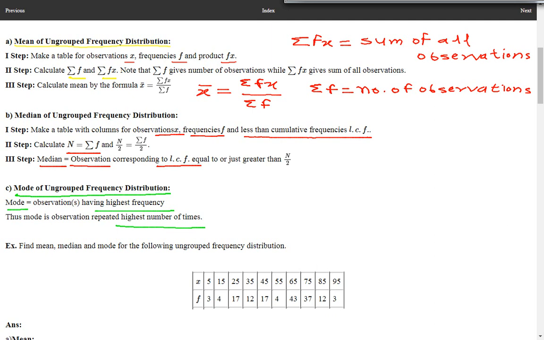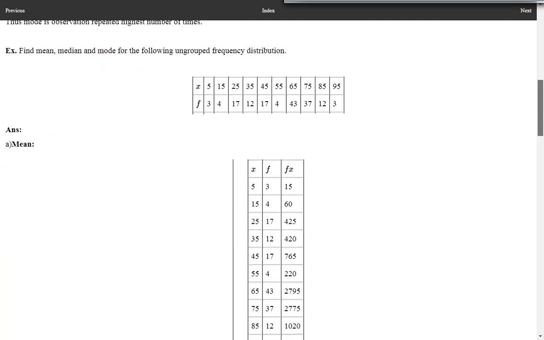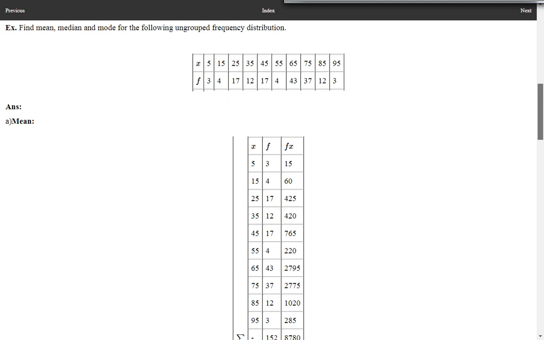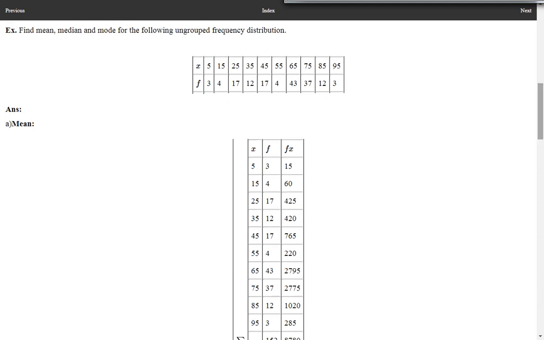We have to find mean, median and mode for this ungrouped frequency distribution. So in this example, first we have to identify the data. The data is of which type? So note that this is ungrouped frequency distribution because individual observations are given with their frequencies.